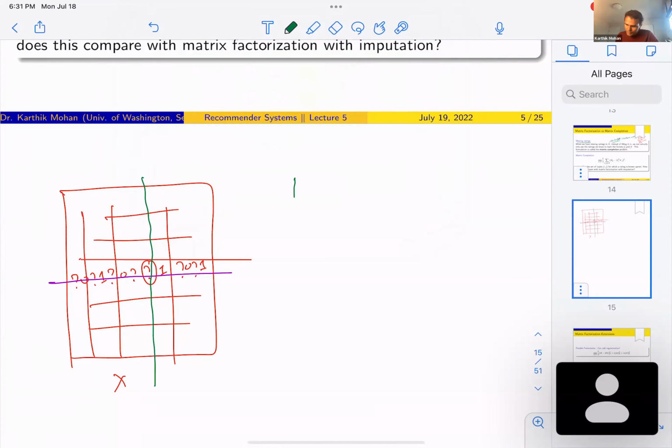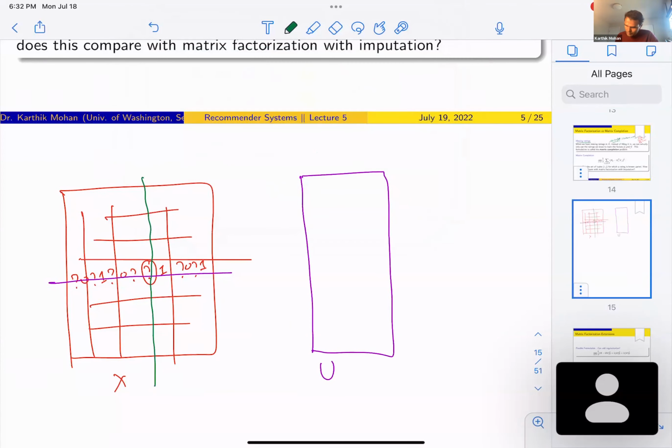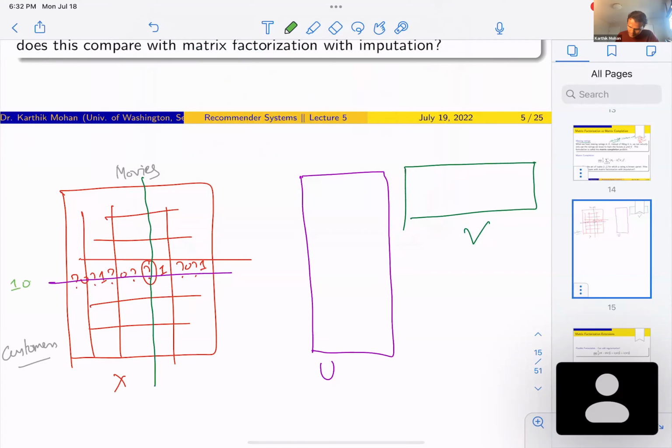Here, the U is going to be, let's use the same encoding, purple. So this is U and this is V. Why does this U make sense? Let's also give it some more dimension here. So this is customers, and this is movies. Let's say this is the 100th customer, and this is the 50th movie.